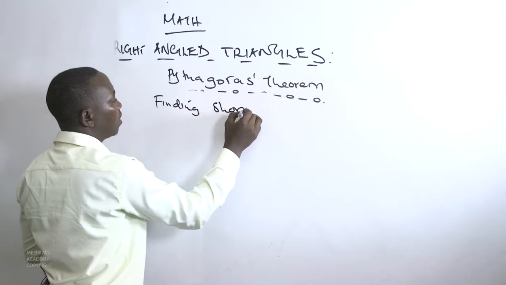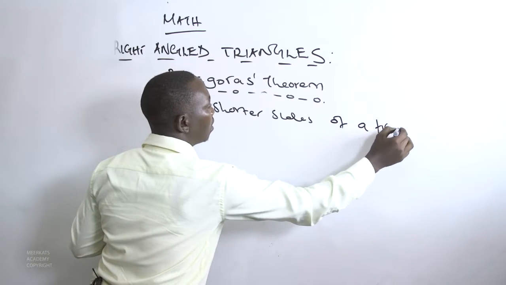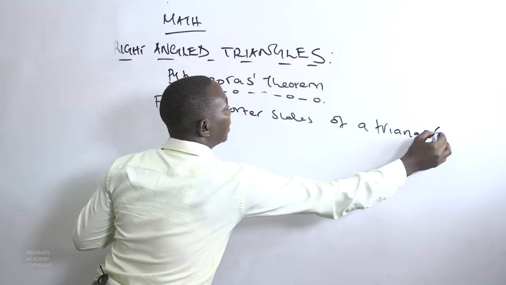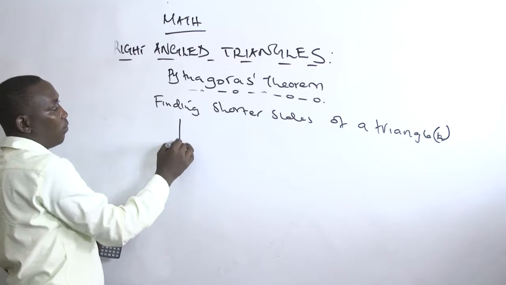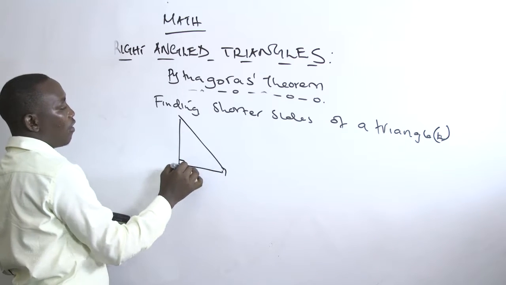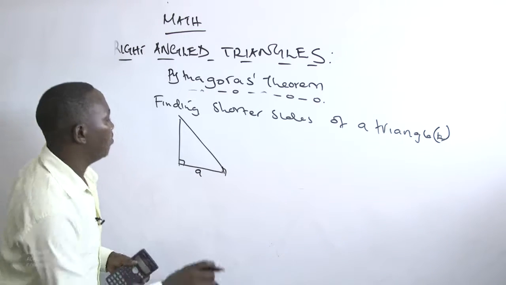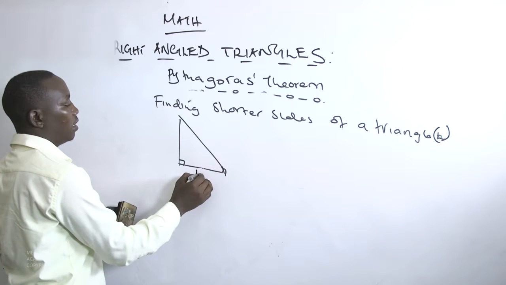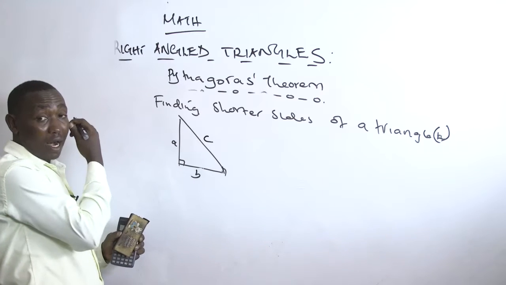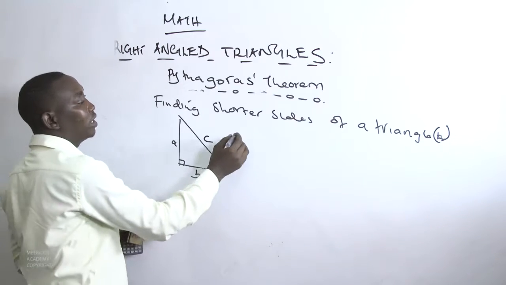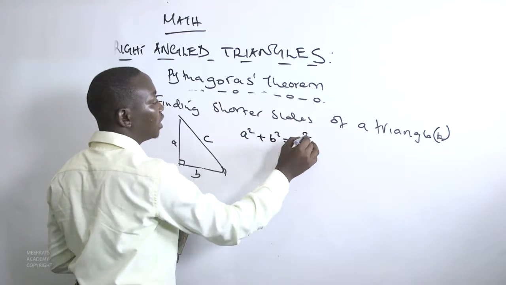Finding shorter sides of a right angled triangle. We had said that if this is our right angled triangle, this being the base, this being the height, and that being the hypotenuse, then these two are our shorter sides. And we had said that the Pythagoras theorem states that a squared plus b squared is equal to c squared.